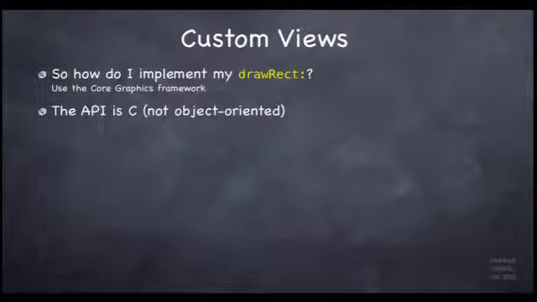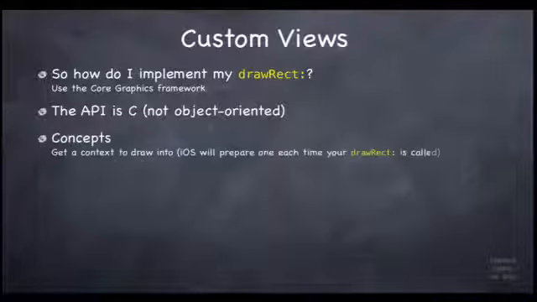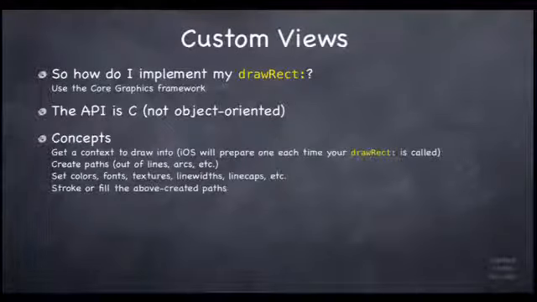So how do I implement drawRect? The answer is you use the Core Graphics framework. The Core Graphics framework vends a C API. It's not object-oriented. There are some objects you're going to see here, but it's mostly a bunch of C function calls. It's been around a really long time. Quartz 2D is the name of the Core Graphics engine. It's been on the Mac for a long time, it's very efficient on lots of different platforms, and it works really well on iOS. They've really tuned it nicely.